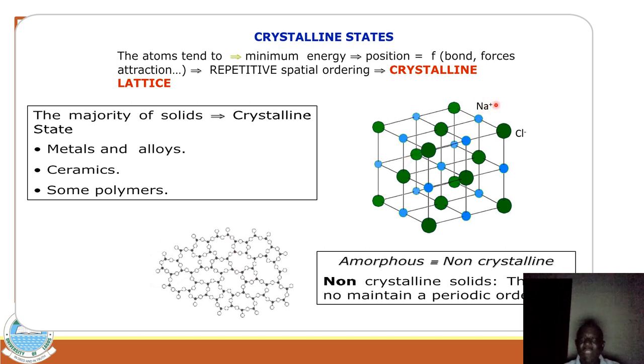Just bear with me. If you pick sodium ions here, which are represented by color blue, and chloride ions, which are represented by color green, you will notice that at every position of two chloride ions, a sodium ion is in between these two chloride ions. When you go further, that is the same arrangement you will see here. When you come here, the same arrangement. The bottom plane is the same arrangement. Here is also the same arrangement.